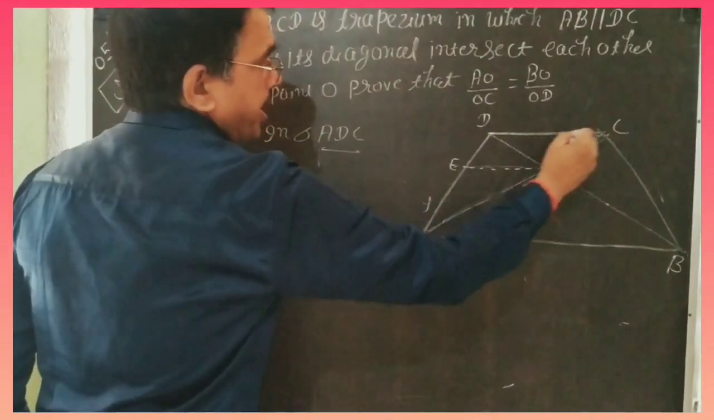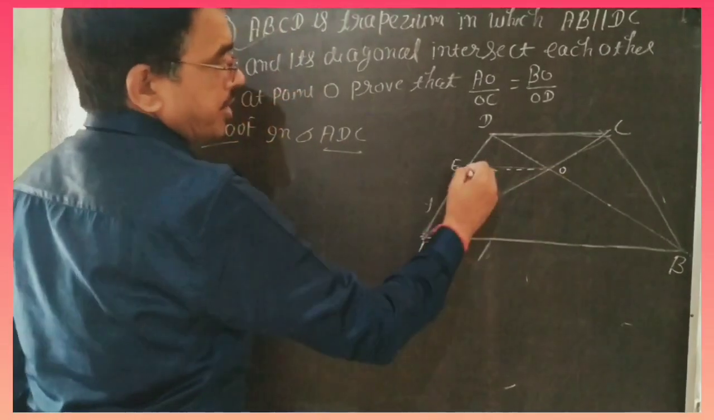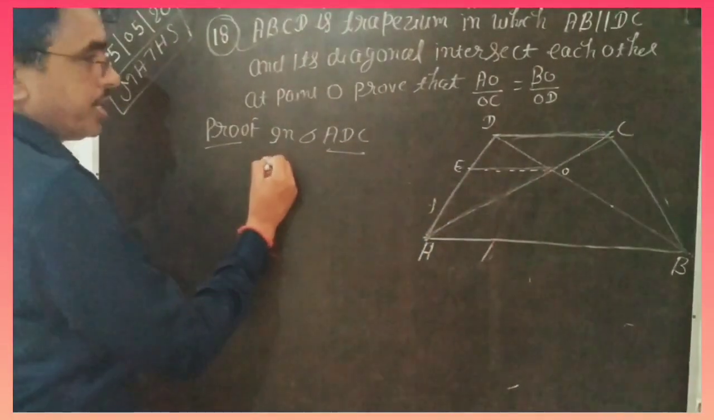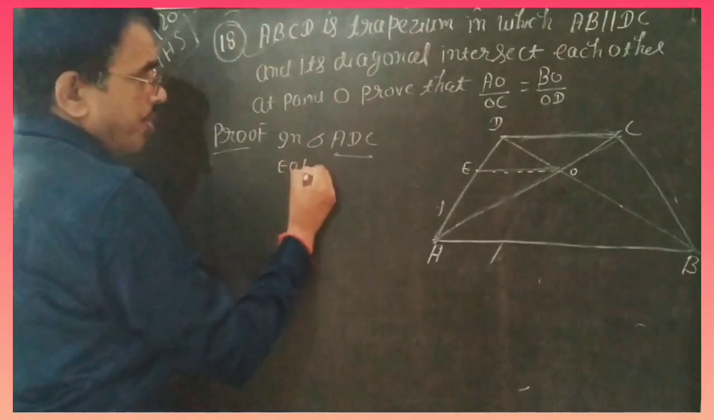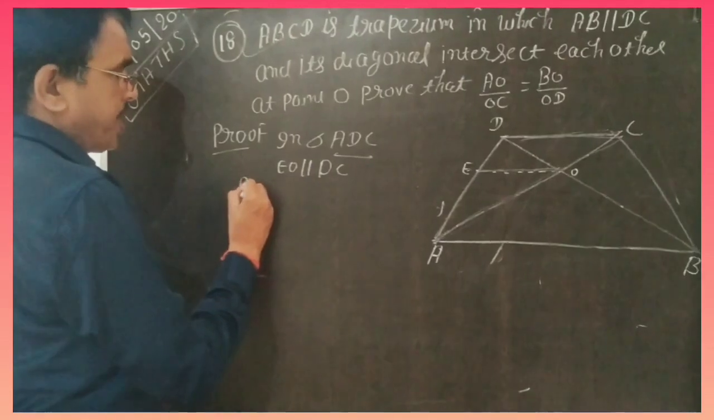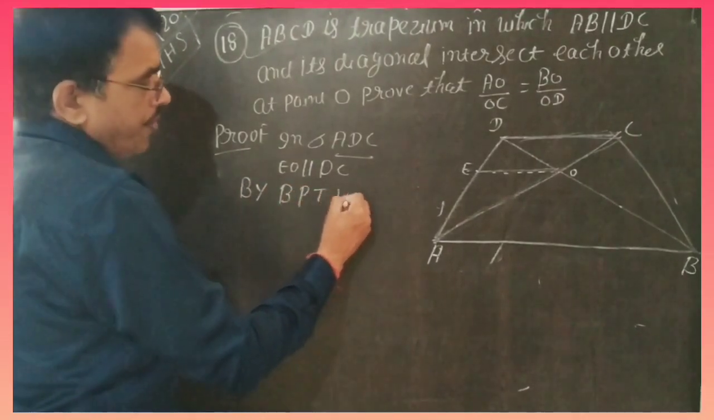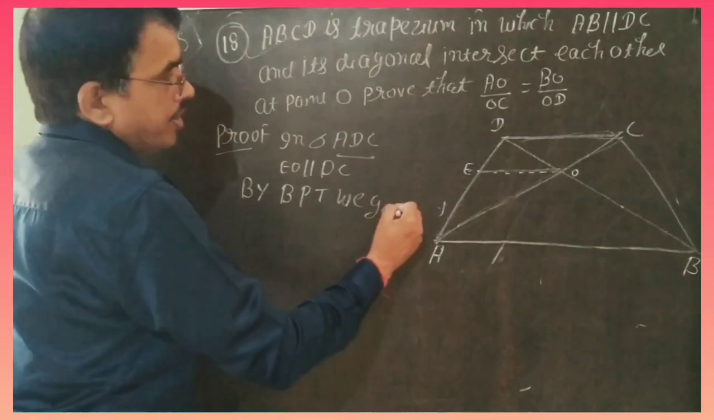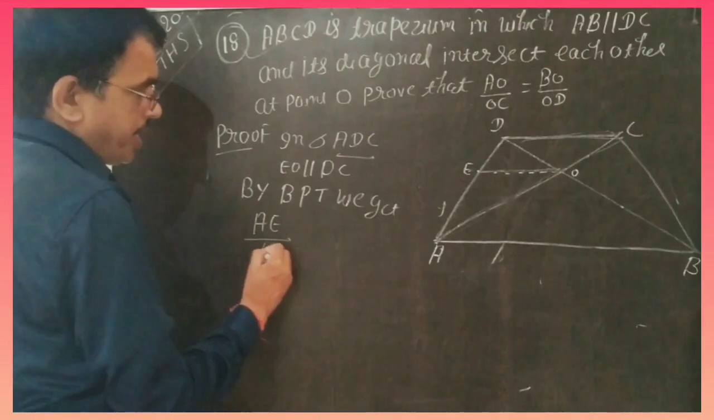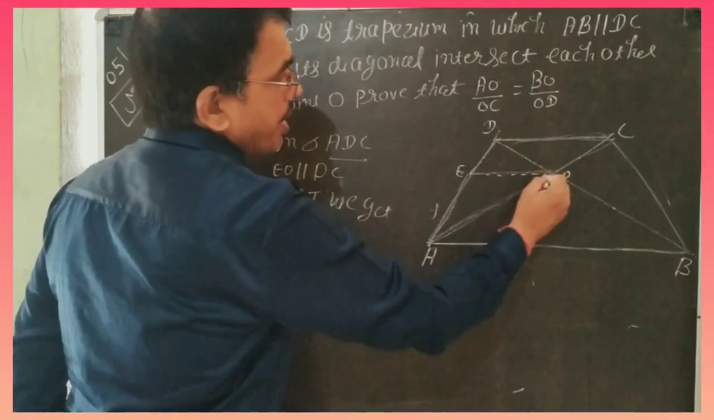ADC, triangle is here. These lines are parallel to this line. So in triangle ADC, EO is parallel to DC. So by BPT, basic proportional theorem, we get AE by ED is equal to AO by OC.